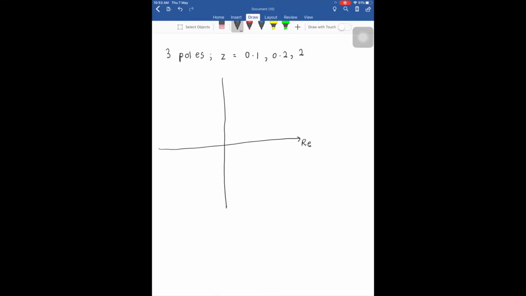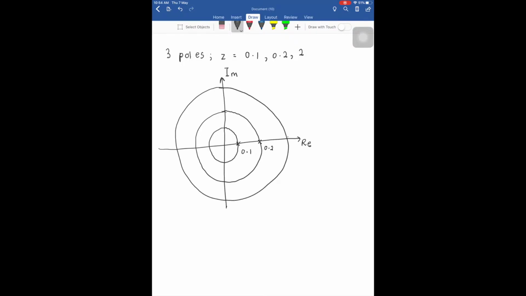We have real, we have imaginary. So the first circle is for 0.1. Second circle is for pole 0.2. Third circle is for 2. So if you look at this illustration, we know that you're going to have 4 ROC.